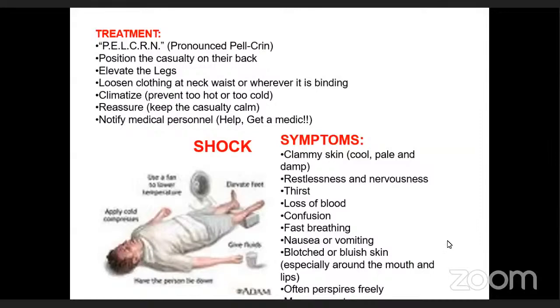So what are the symptoms of shock? Number one, the skin will be pale, then there will be restlessness and nervousness. The person will also experience thirst. Then there will be loss of blood, confusion, and fast breathing. Of course, there will be vomiting. The skin will be bluish, especially around the mouth and lips. Then the person will perspire freely, okay? Then the person may pass out.